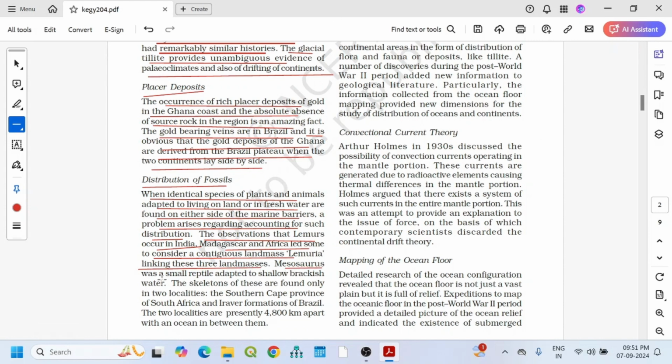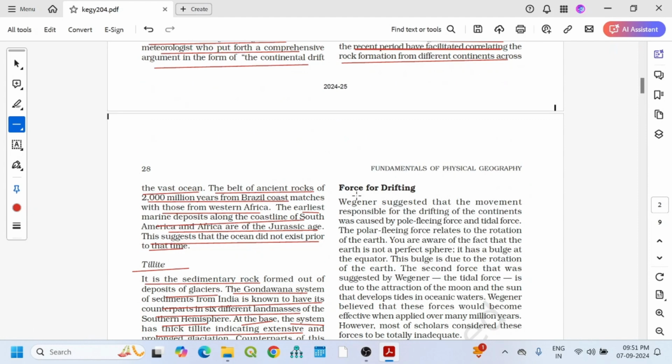Mesosaurus was a small reptile adapted to shallow brackish water. The skeletons of these are found only in two localities, the Southern Cape provinces of South Africa and Iravar Formation of Brazil. The two localities are presently 4,800 kilometers apart with an ocean in between them.